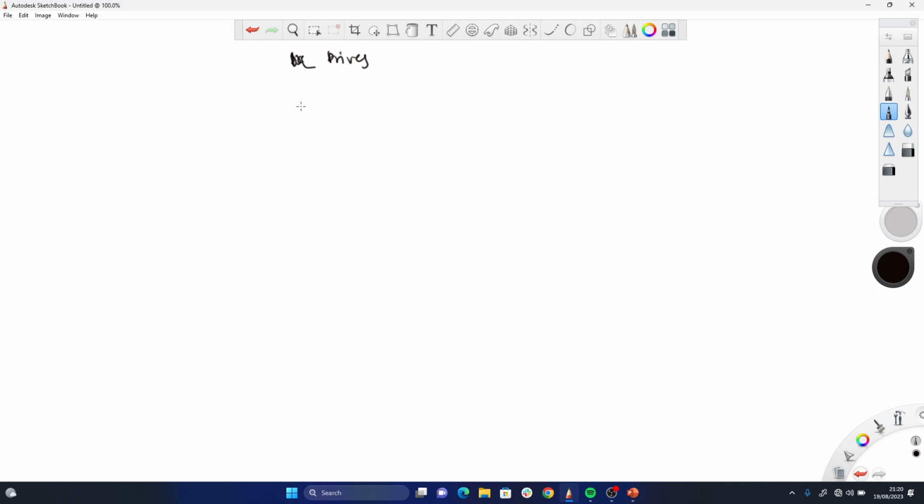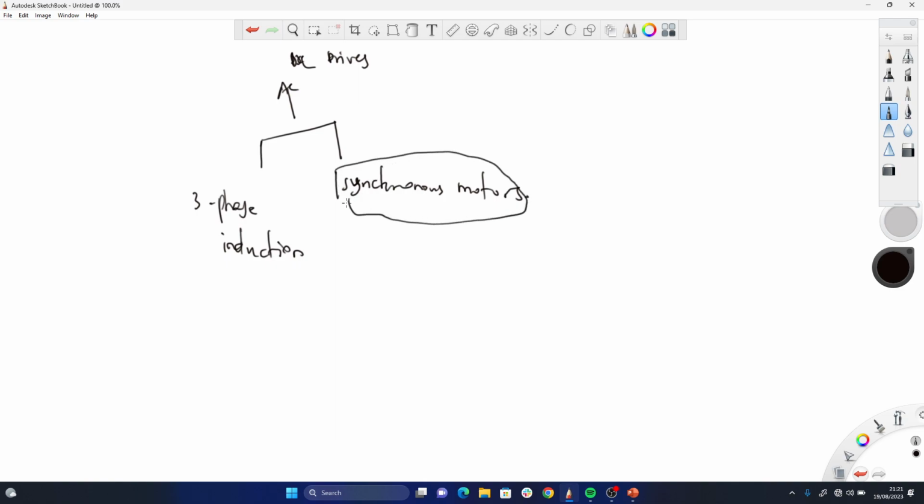First thing we look at is the AC drive, right? And under the AC motors, we have three-phase induction motors, and then we have the synchronous motors. But usually we don't use the synchronous motors. They are used for special purposes. So we're dealing with just the three-phase induction motors.